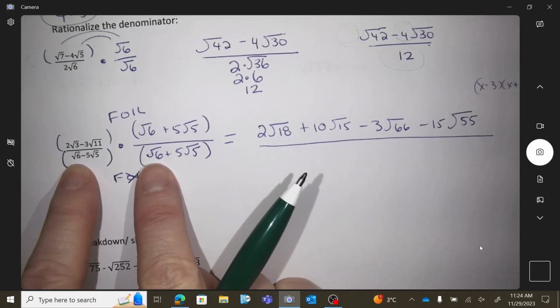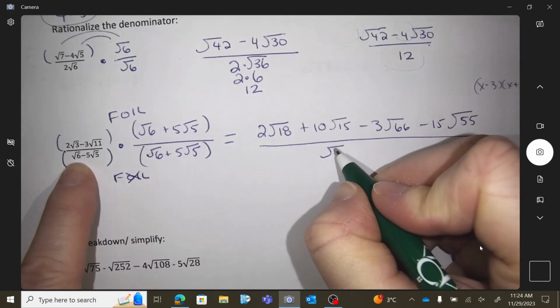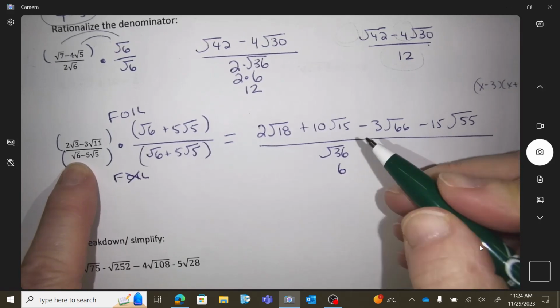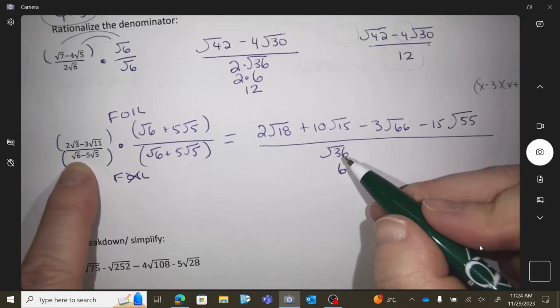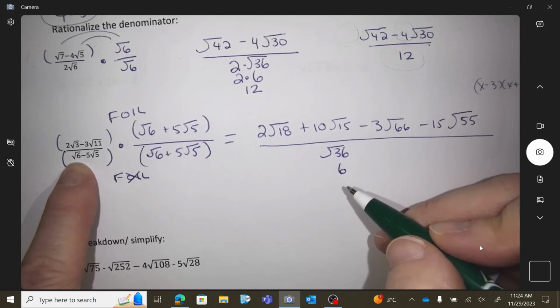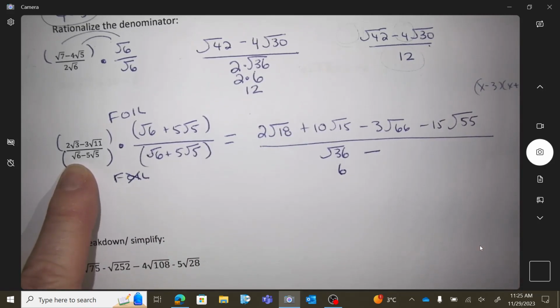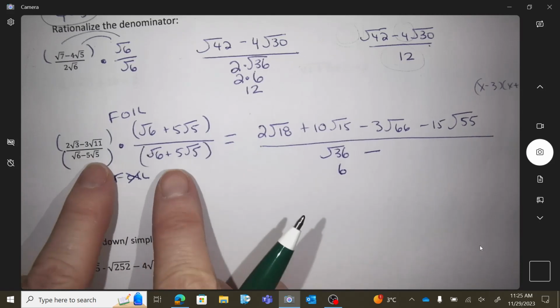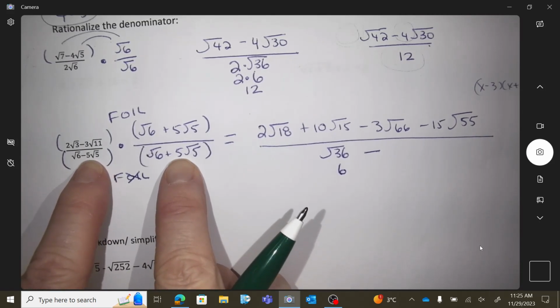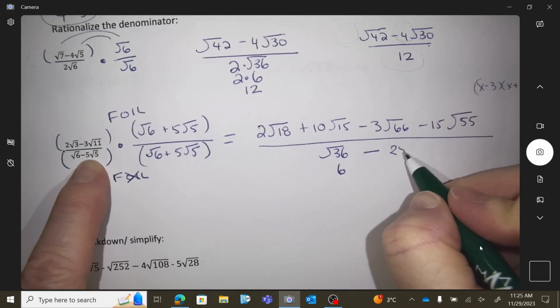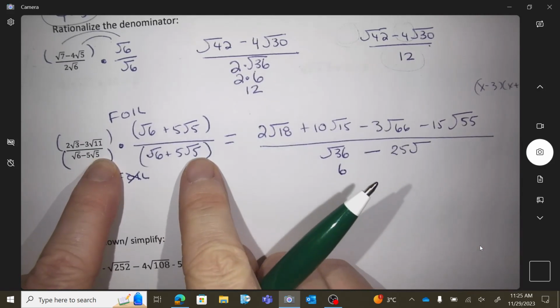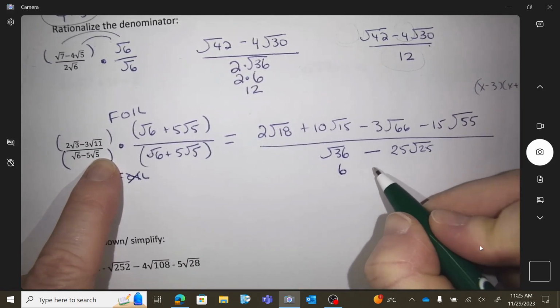So root 6 times root 6. Some of you might write root 36 and some of you might write just 6. Do you understand there's always a subtract there, no matter what you're doing? Out front is a 25, radical 25.